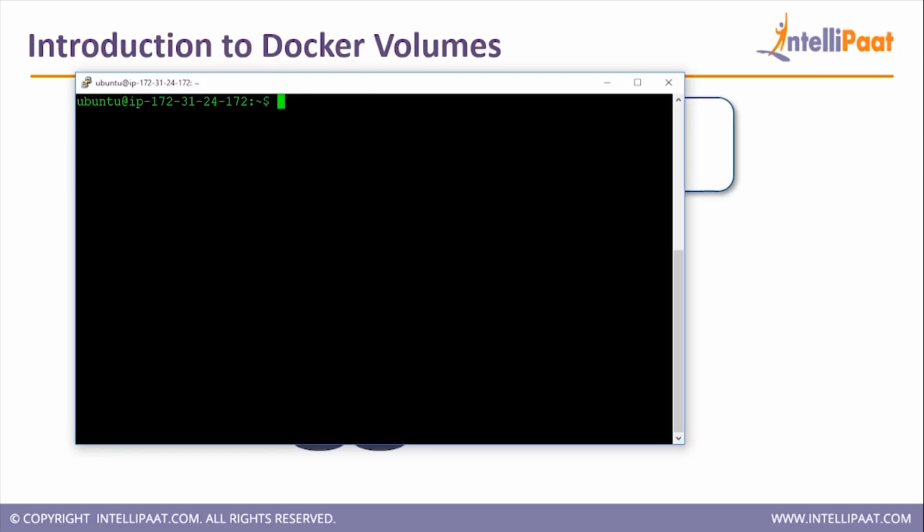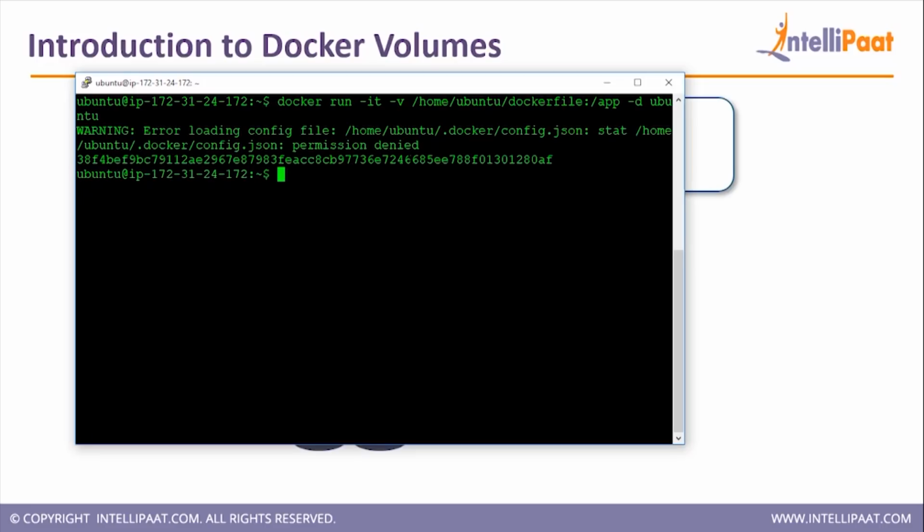Now to mount this particular Dockerfile folder inside my container, all I have to do is docker run -it, and then there's a flag called -v that I'll have to specify. Specify the location of the directory, which is /home/ubuntu/dockerfile. Now this is the location of my folder, and then what is the mount point inside my container. So say it's /app, right? So I'll specify that. I'll specify -d, and then I'll specify Ubuntu. I'll hit enter, and my container is now launched.